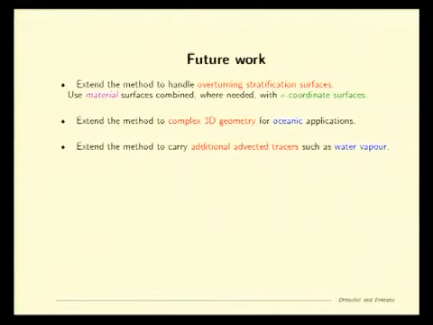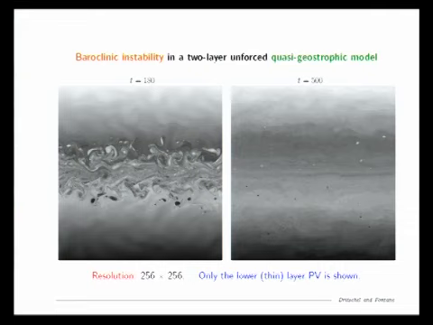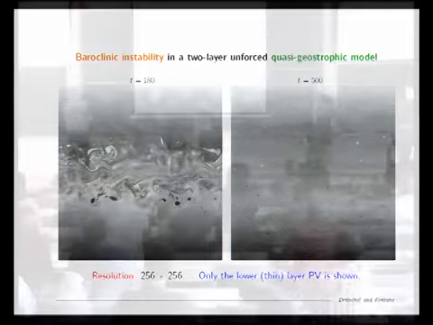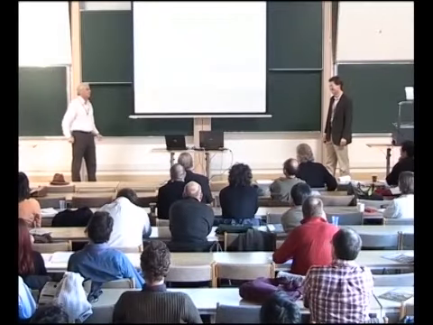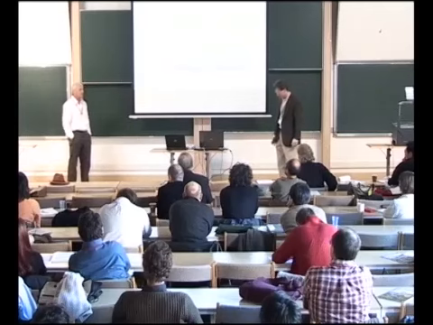Future work, we'd like to extend the method to handle overturning stratification surfaces, and we have some ideas about how to do that, to complex 3-dimensional geometry for oceanic applications, and then add additional tracers. And I'll just leave that image up for the end. Thank you.